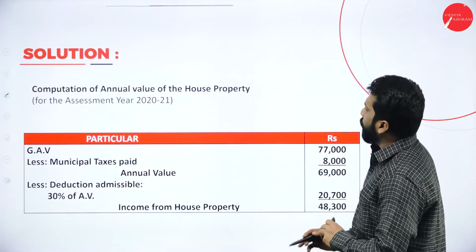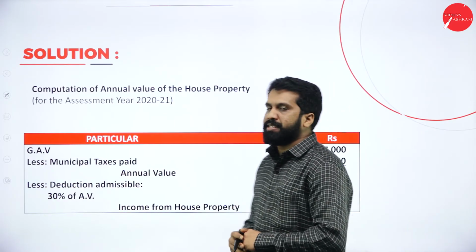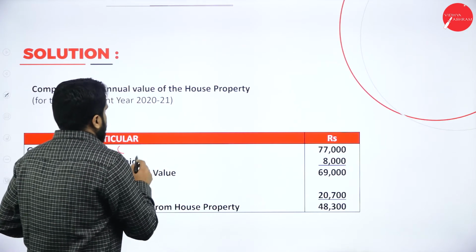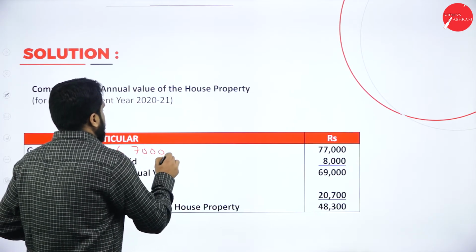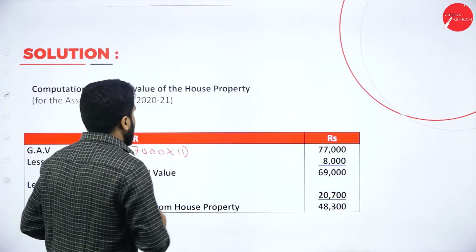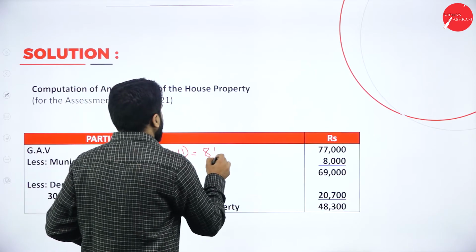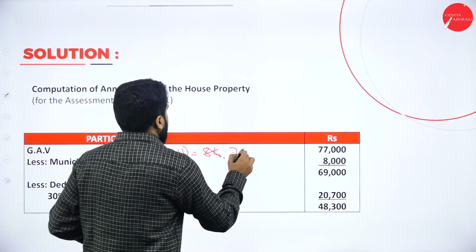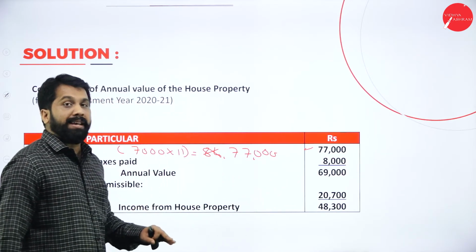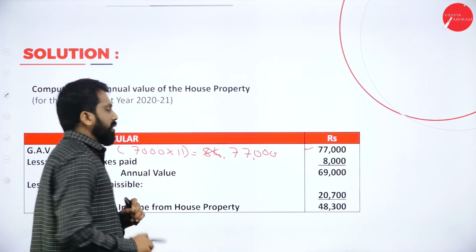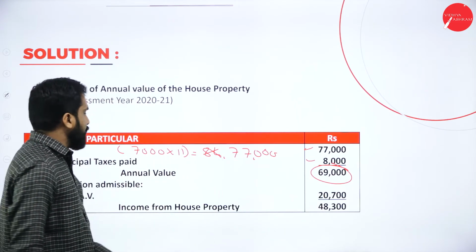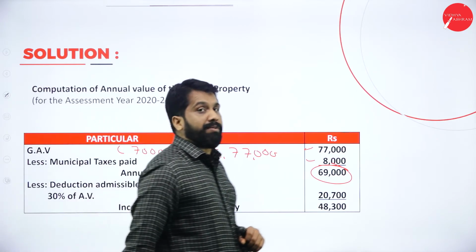Now, very simple. Your gross annual value is 77,000. How come? Very simple. This 7,000 into 11 months. Why is it 11 months? One month was vacant. So it will be 84,000. Sorry, 77,000. Now, 77,000 minus municipal tax paid by owner 8,000. The answer is 69,000. So, whatever we have done, that is the annual value.